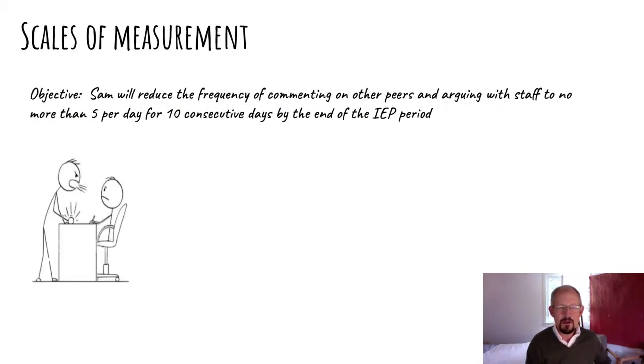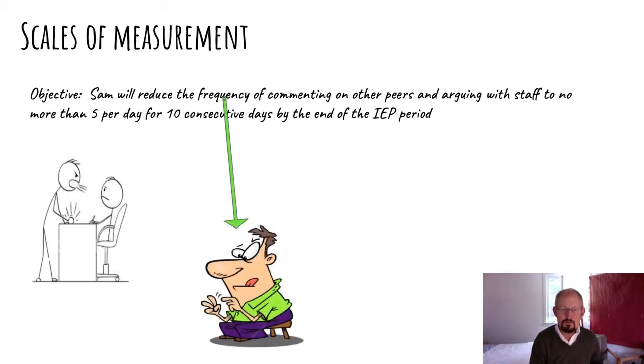Okay, another example, and this is where scale of measurement will become very clear. Let's say the objective is Sam will reduce the frequency of commenting on other peers and arguing with staff to no more than 5 per day for 10 consecutive days by the end of the IEP period. Okay, so here we have clearly a social emotional type of objective. It's fairly lean in that it describes the behavior we're looking at. It describes a benchmark, of no more than 5 per day. So we can allow anywhere from 0 to 5. And we're looking for 10 consecutive days by the end of the IEP period.